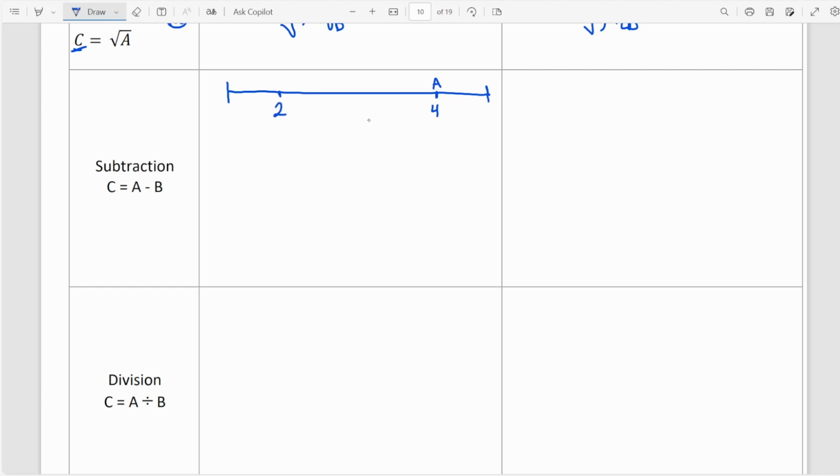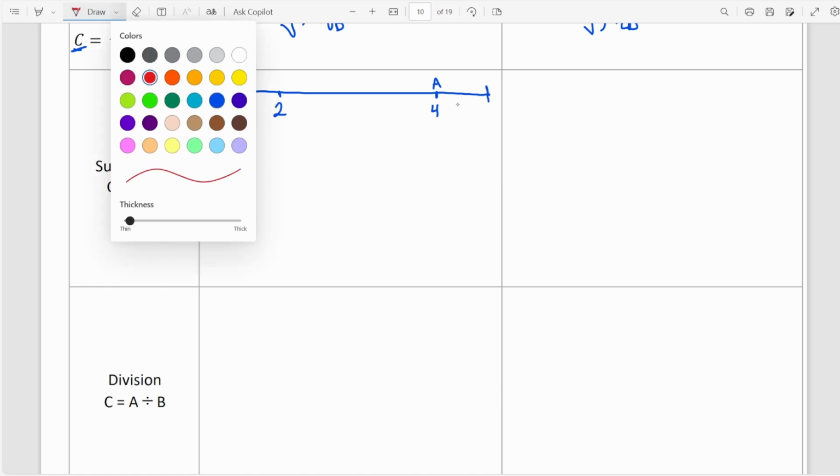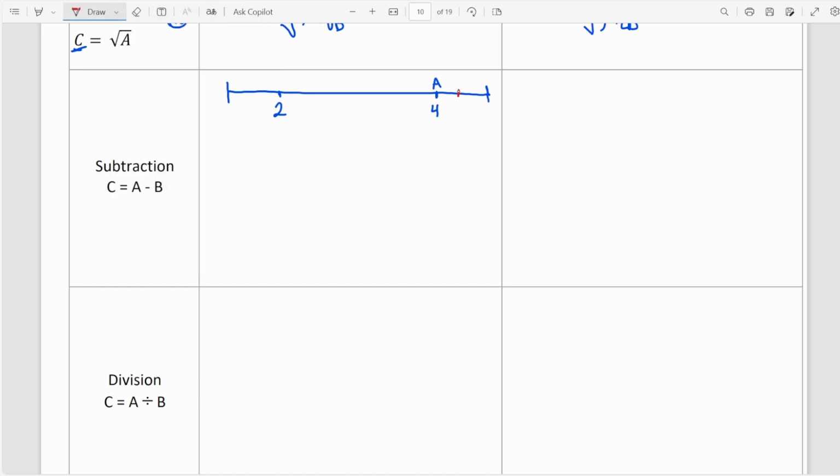Now, both of those, let's say they're rounded to the nearest whole number. So the upper bound for A would be 4.5. This is the upper bound. And the lower bound would be 3.5. As for the 2, the upper bound would be 2.5, and the lower bound would be 1.5.